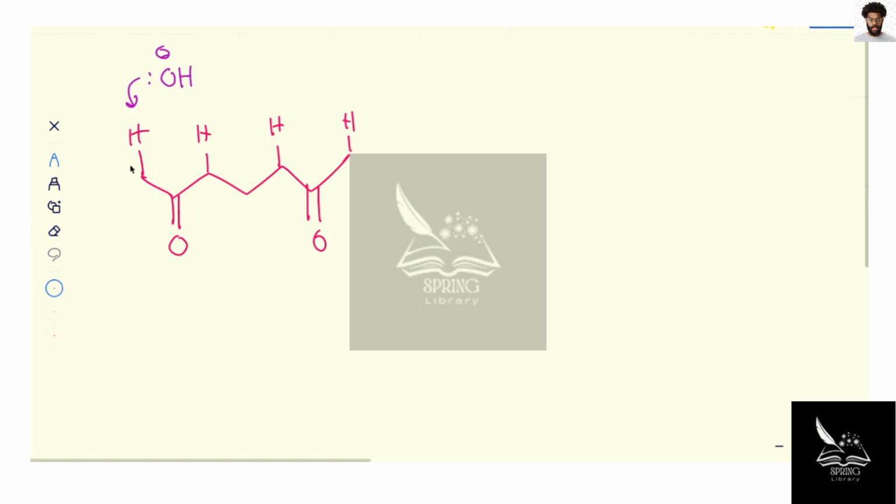Okay. And we create our enolate. And it is at this point that this will swing down. We'll attack the carbonyl over here. This will swing up. And then we get our 6-membered ring, right?